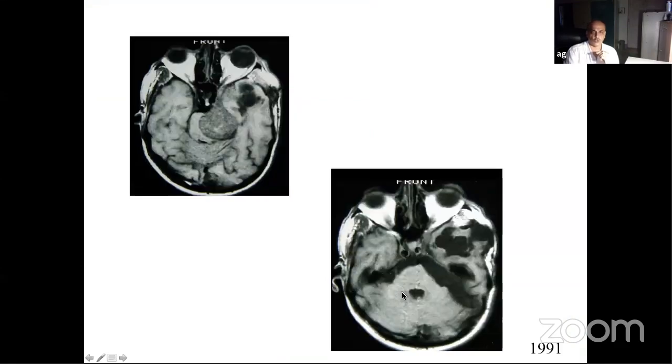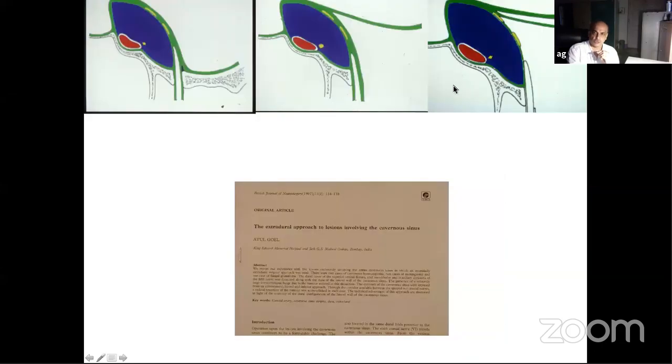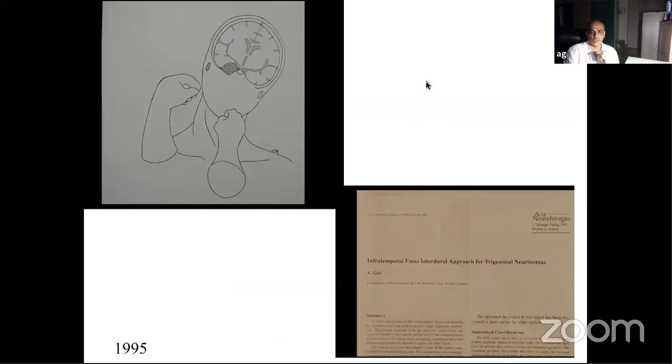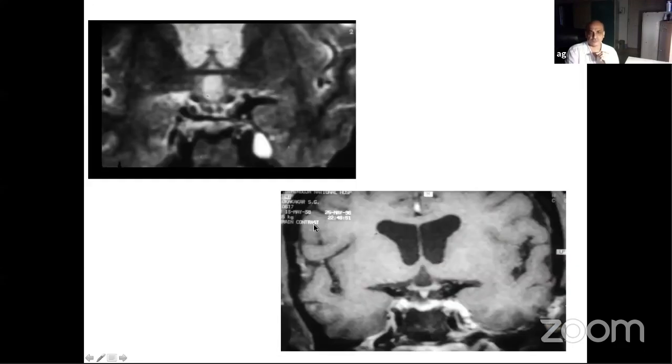And as I showed you, the extradural approach, the interdural approach to these tumors is the most philosophical approach, and we can remove these tumors even without a craniotomy, which we described in 1995. I am not doing such an interdural approach for cavernous sinus tumors, but just for history's sake, we did this first tumor without doing a craniotomy.